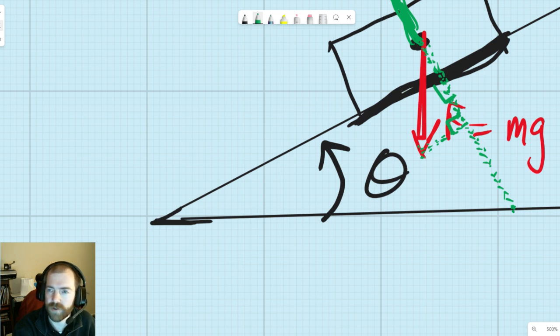So the big giant triangle that has this as theta, and the right angle at the bottom of the inclined plane on the right-hand side, is going to be similar to this right triangle here, which has a right angle here, a theta here, and then our third angle is going to be the complementary angle to theta.